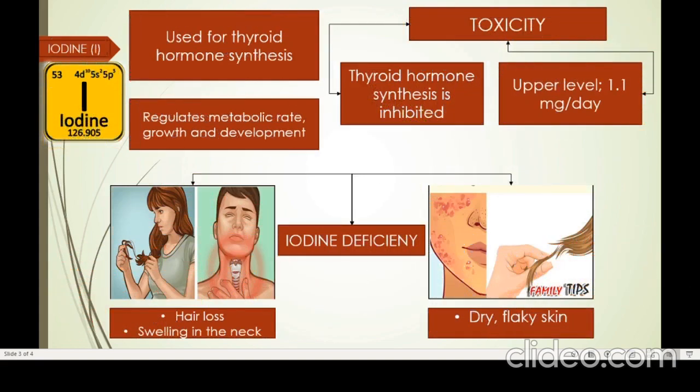Iodine is also an element in trace minerals. Iodine is used for thyroid hormone synthesis. It also regulates metabolic rate, growth, and development. With a low intake of iodine, the thyroid gland enlarges, which means that it grows larger. As thyroid synthesis is inhibited, this will result in toxic goiter. The upper level for iodine is 1.1 mg per day. Hair loss, swelling in the neck, and dry flaky skin are some of the results of iodine deficiency.